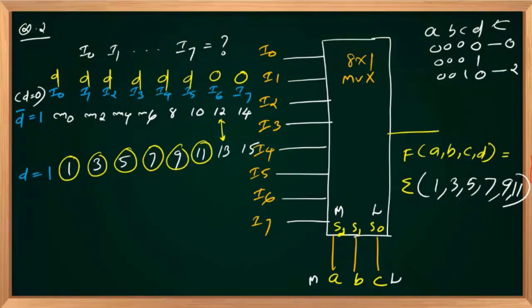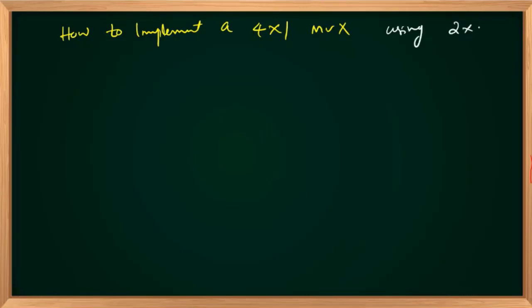Okay, right. So let us get into the other topic. That is, first topic is how to implement a 4 by 1 mux, or 4 to 1 mux, using 2 by 1 muxes, 2 by 1 multiplexers. How to implement a 4 by 1 mux using 2 by 1 multiplexers. Or the question will be, how many 2 by 1 multiplexers are required to implement a 4 by 1 multiplexer?